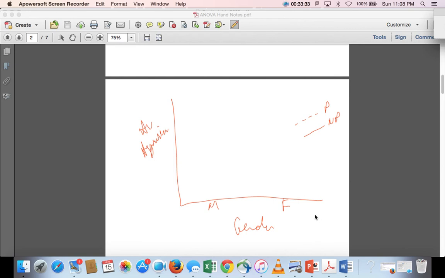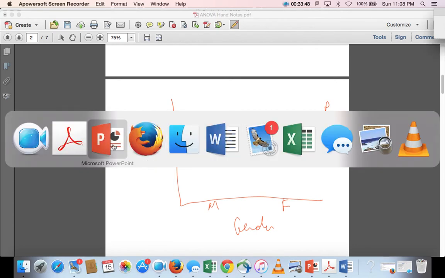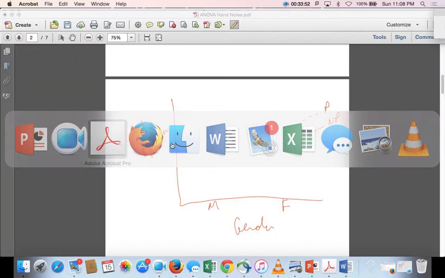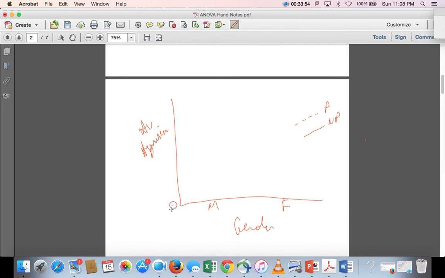I need to look first at all my data. What I want to do is plot out my data for my participants, first for my male participants. So males who were provoked, what was their score? Again, if we go back to our PowerPoint, males who are provoked got an average of a 9. So we're going to say here 0 to 10 on my scale. Males who are provoked got a value of a 9.